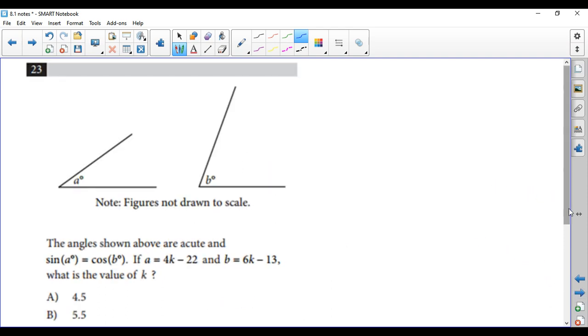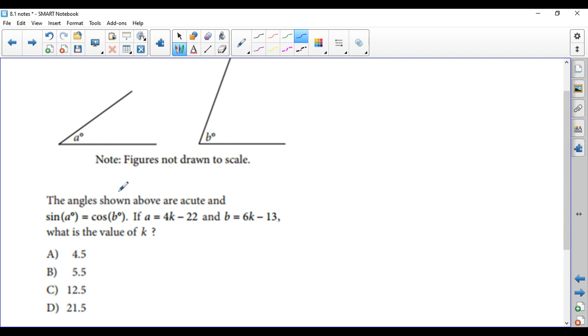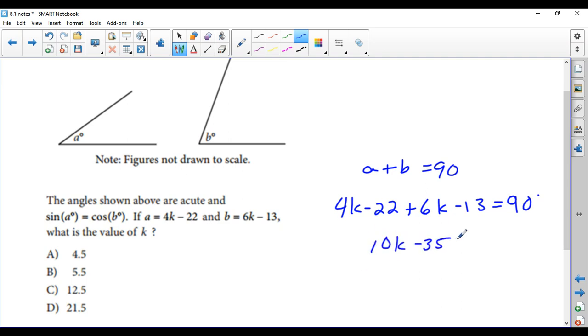Here's another example where you were told that the sine of A equals the cosine of B. Here we have cofunctions that are equal to each other, so that means that the angles must be complements. So in this problem, recognizing that those angles have to be complements, you can write an equation to solve for K. You have 10K minus 35 equals 90. Add the 35 over, and you get K is 12.5, which was option C.